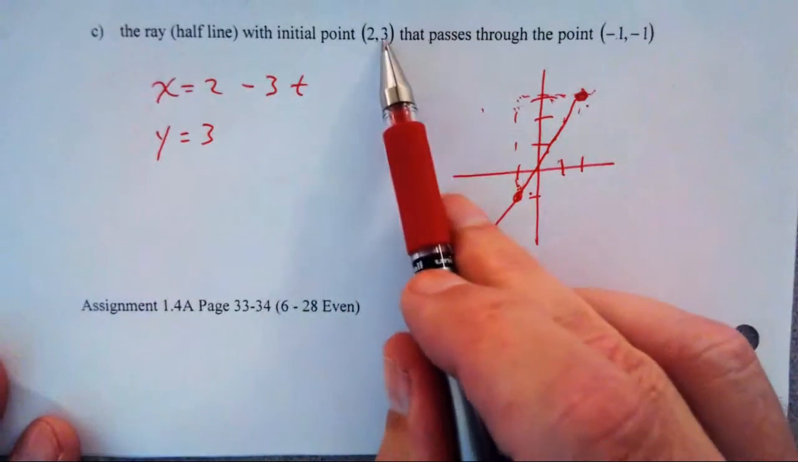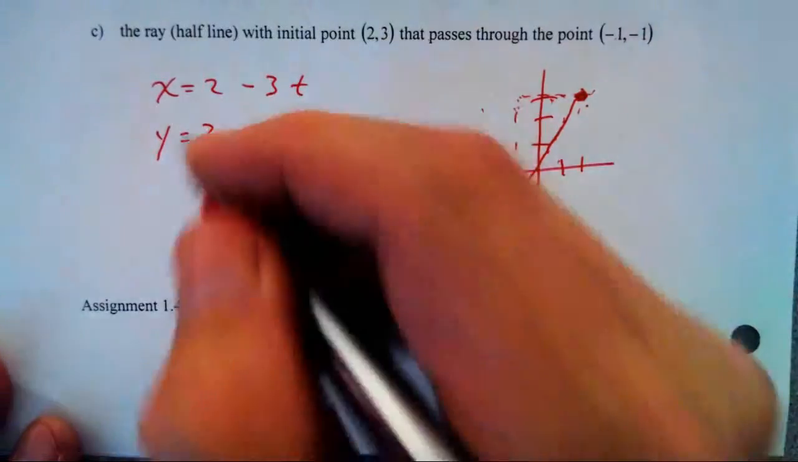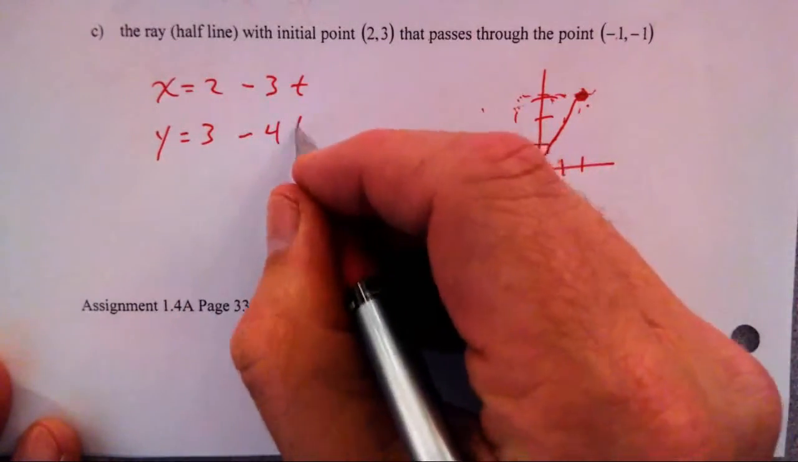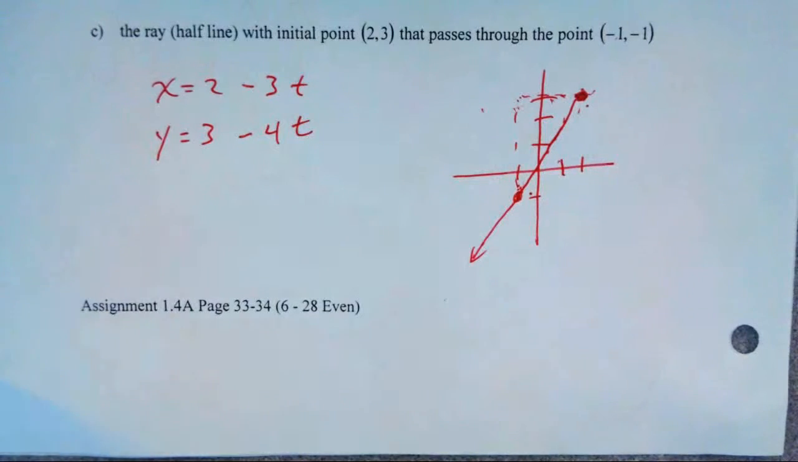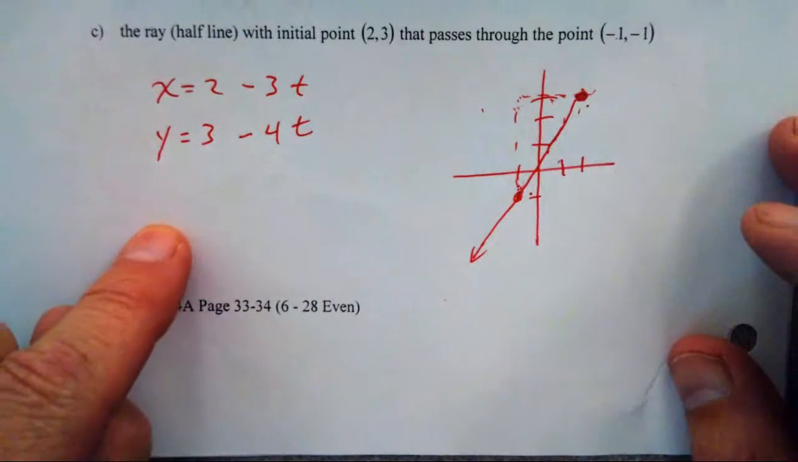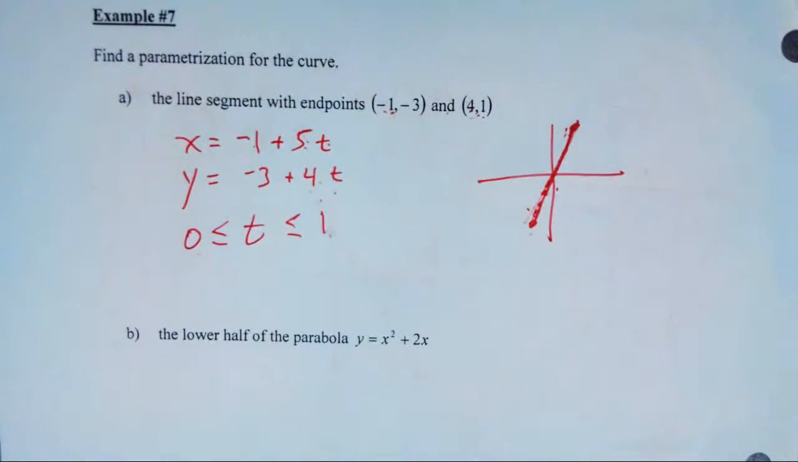What does y do? It goes from 3 to -1. It goes down 4, in that same number of time units, maybe 11 days. Okay? What's the fundamental difference, though, between this and this? Yep. It just keeps going.